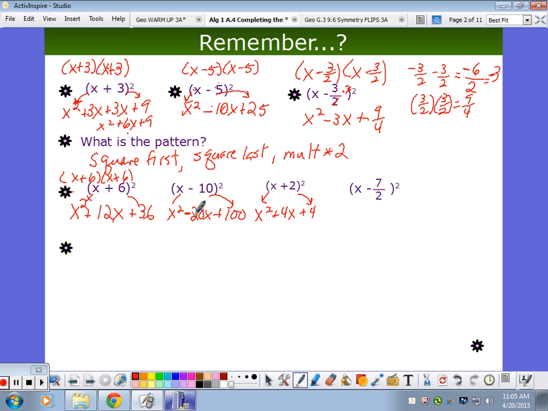Four. Am I following? Yeah, kind of. It's a nice little pattern. You can do these a little faster if you recognize that pattern. This one's a little trickier, but only because it's fractions.